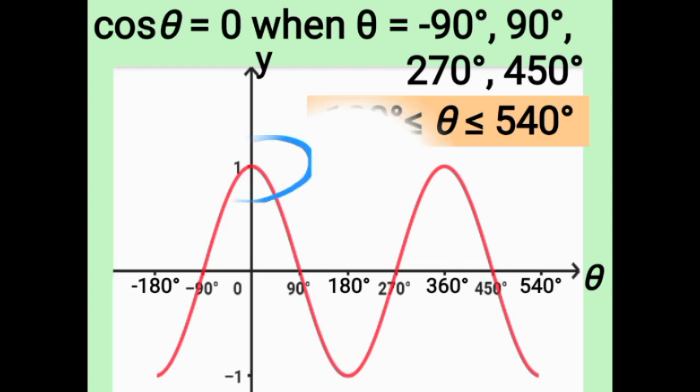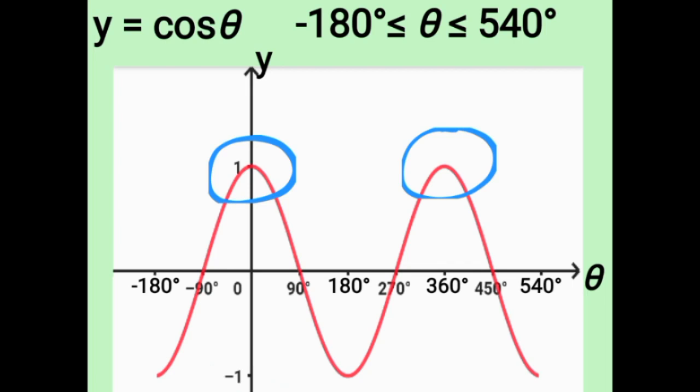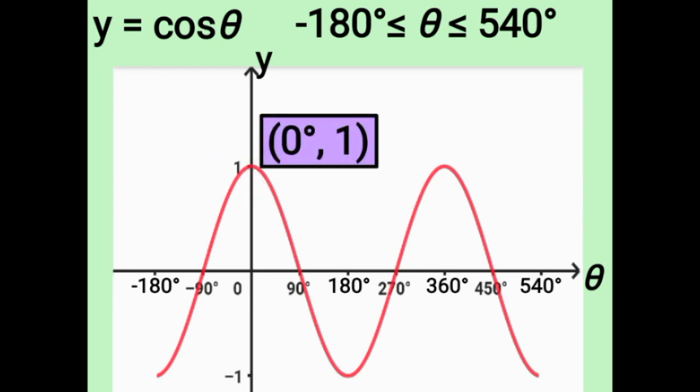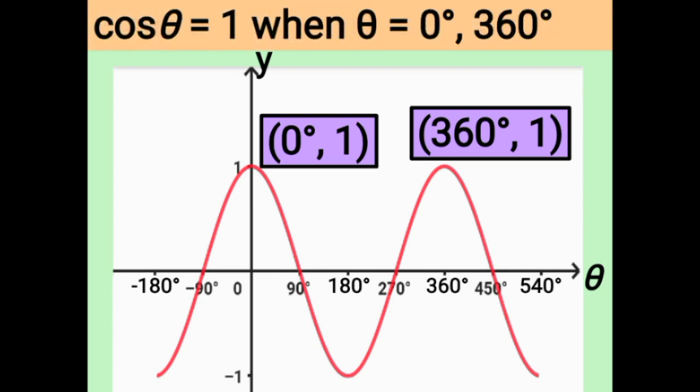Now, this graph has a maximum value of 1 and a minimum value of minus 1. So, the graph y equals cos theta has two maximum points in the range theta is greater than or equal to minus 180 degrees but less than or equal to 540 degrees at the coordinates 0 degrees, 1 and 360 degrees, 1. Or we could say cos theta equals 1 when theta equals 0 degrees and when theta equals 360 degrees.